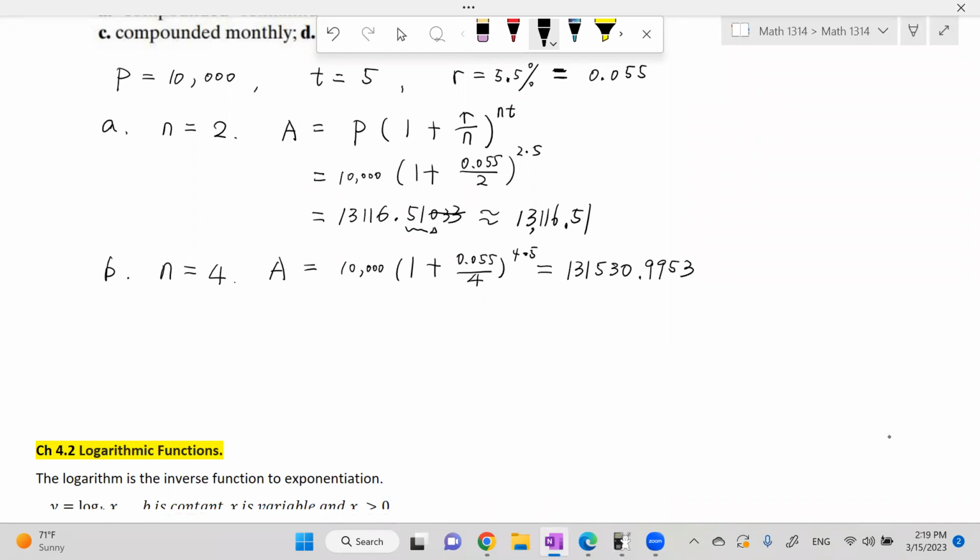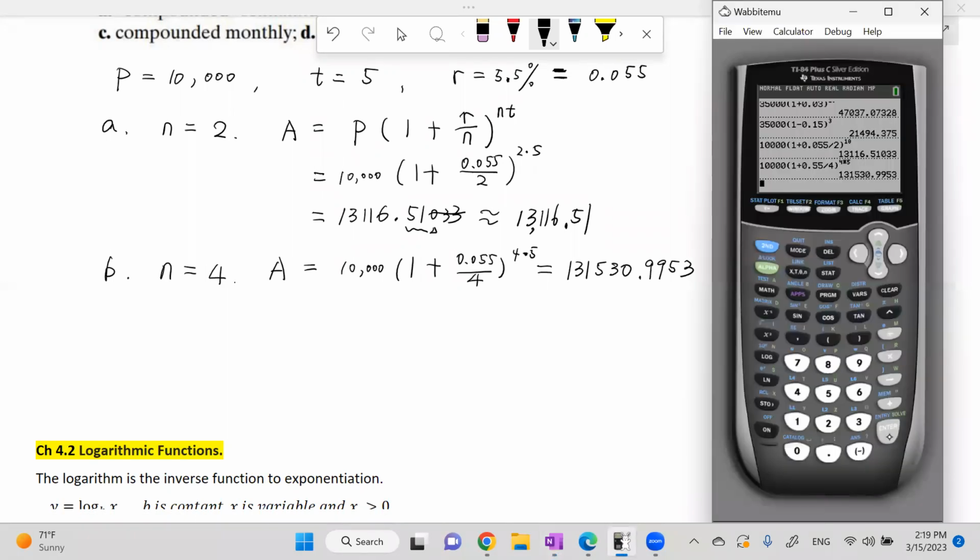All right, keep 2 decimal places. Am I correct? Let me check. The answer is a little bit different from my cheat sheet. Let's see. Where is the mistake?